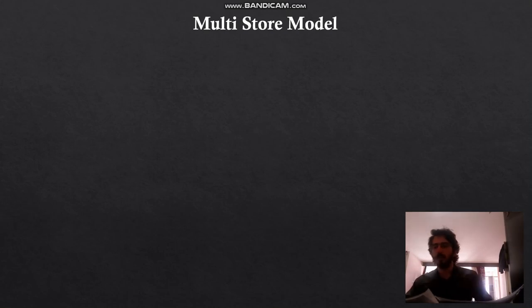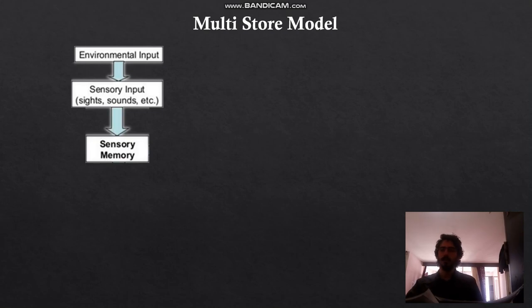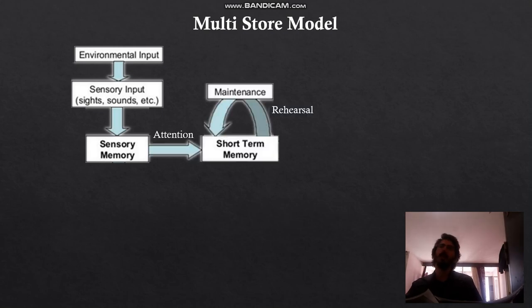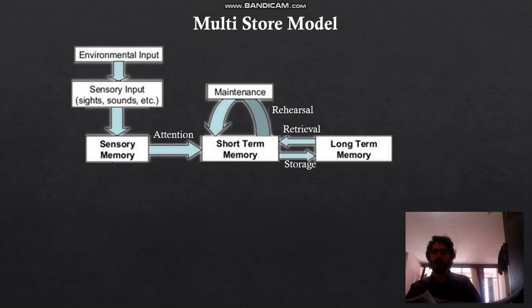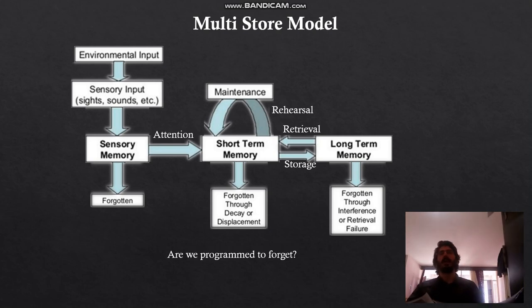According to the multi-store model, we take information from the environment and transfer it to sensory memory. Then, in short-term memory, information is sorted according to importance level during maintenance and stored in long-term memory to access later. However, this model requires 3 more steps to dump useless information, which is called forgetting. These steps pose a question: are we programmed to forget? My answer is a bit tricky for this question.